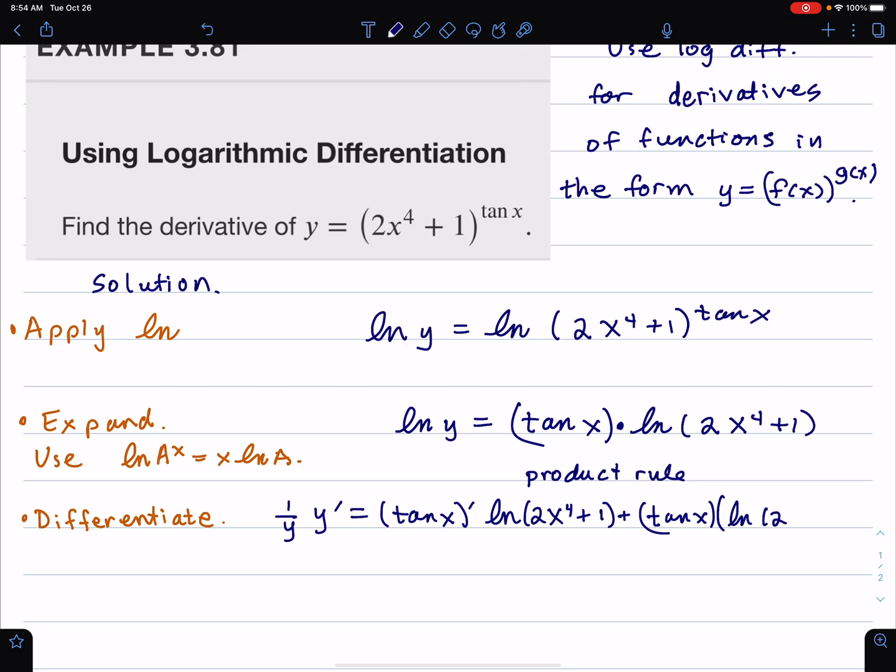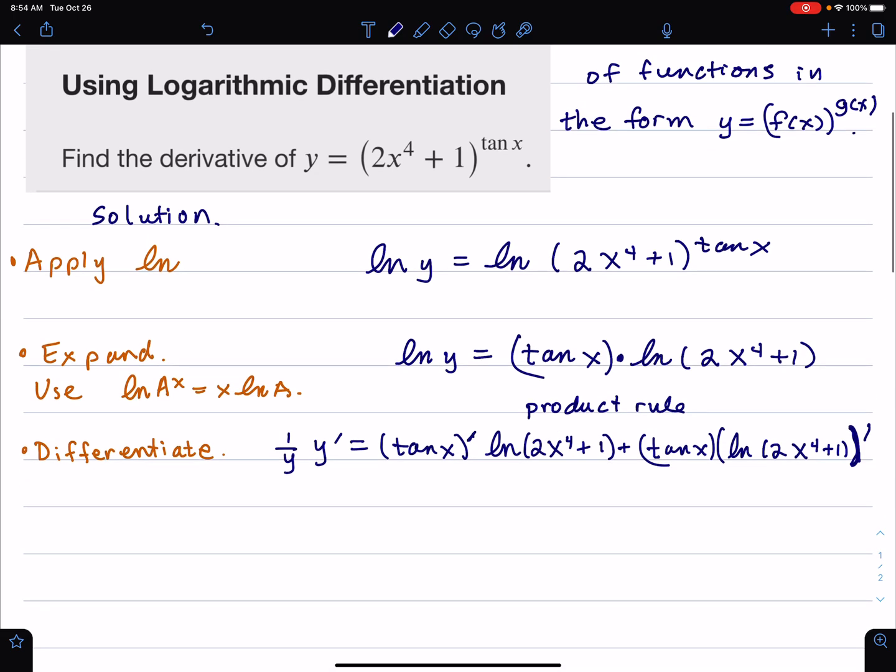And of course, you can go ahead and do that step and not do what I'm doing. I'm just sort of writing down the format of the product rule before I actually do the derivative of those terms. So 1 over y, y prime. Okay, the derivative of tangent x is, you got to use memory, that's secant squared x.